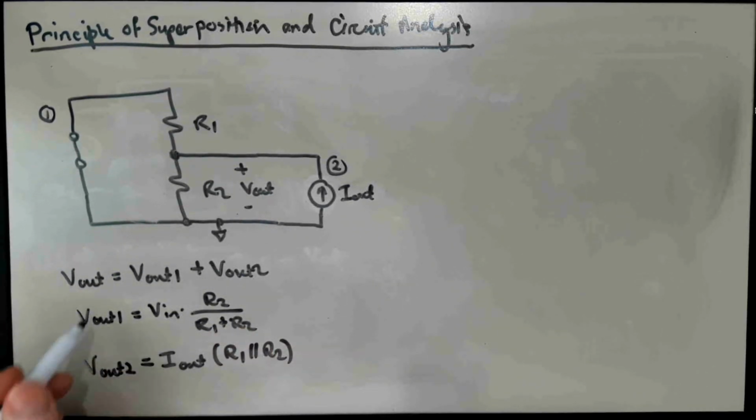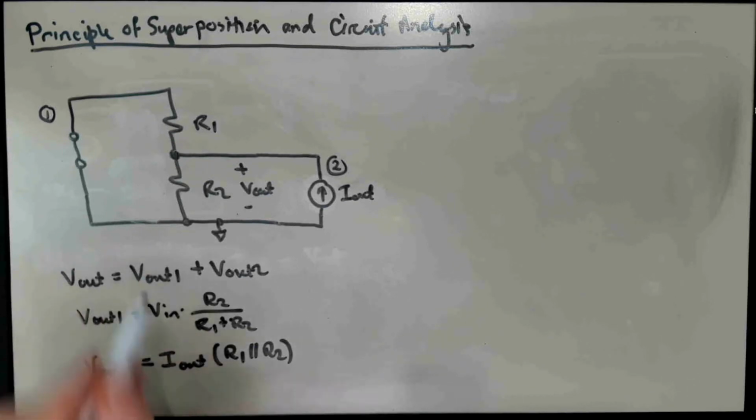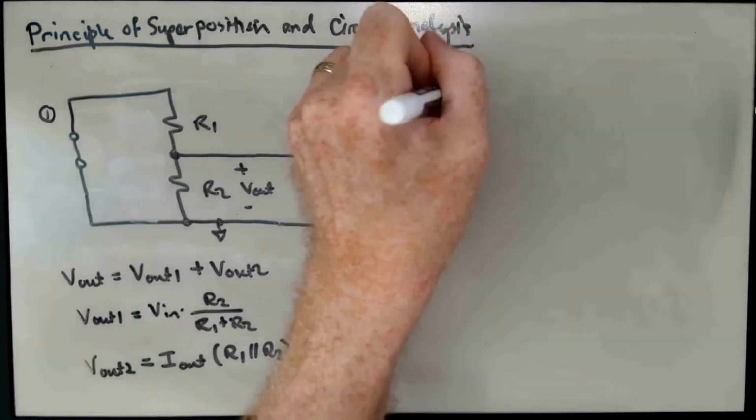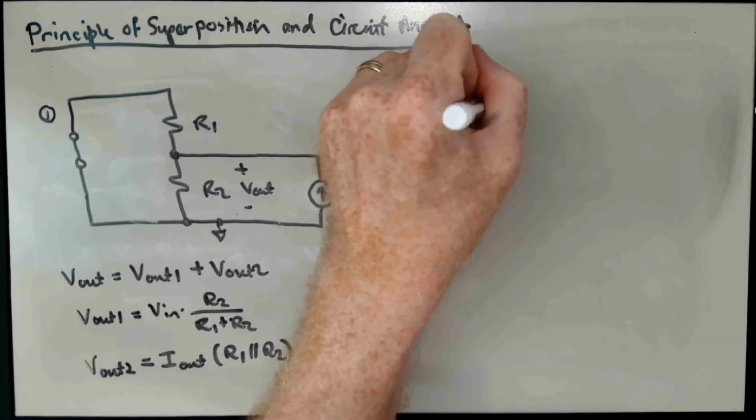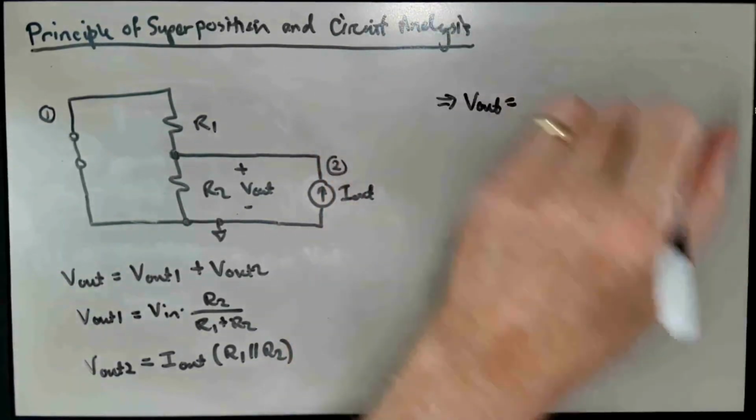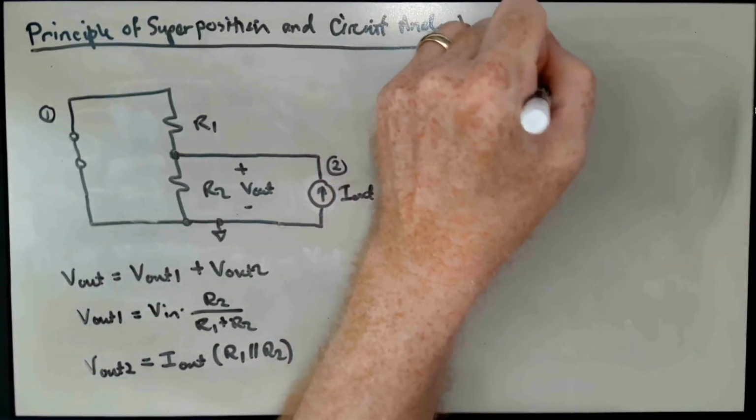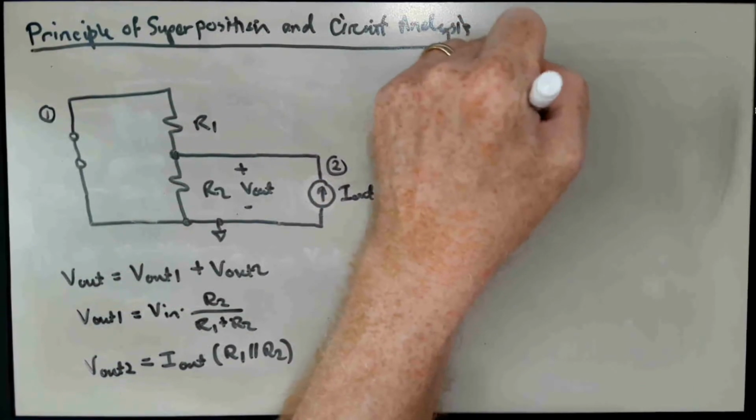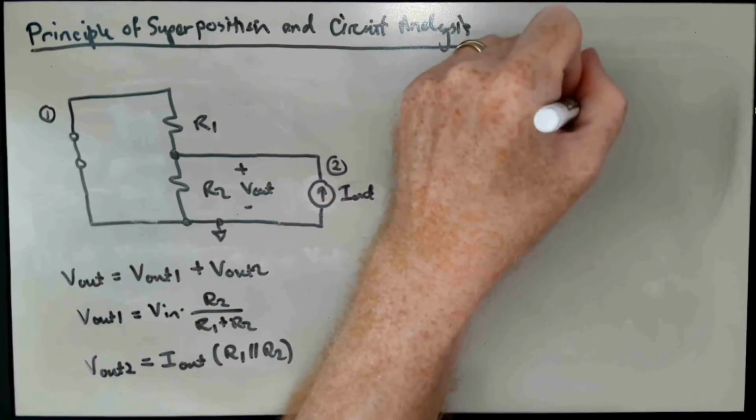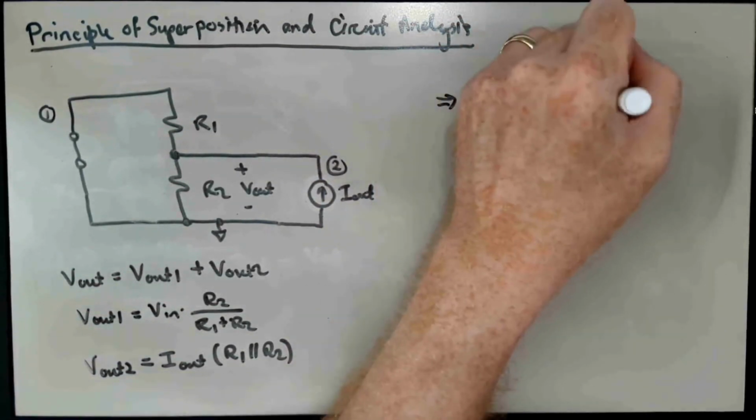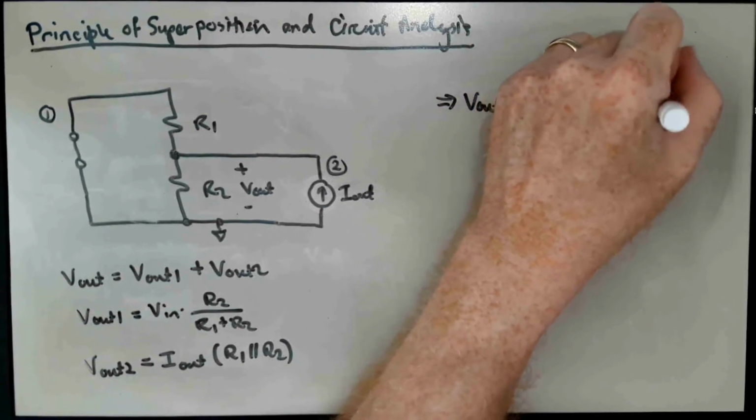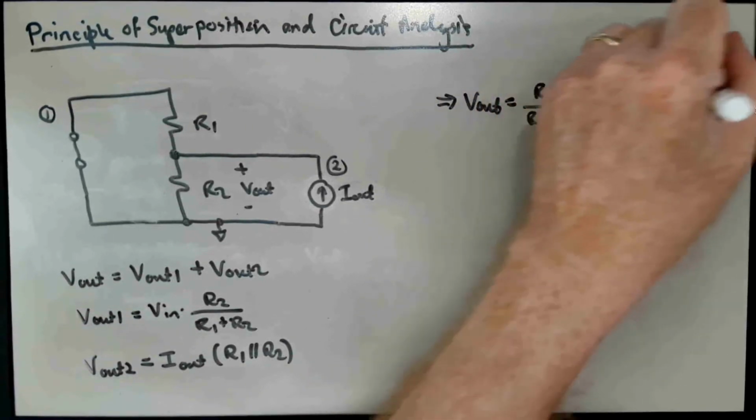And so we just substitute into this original superposition equation to find that V out is equal to R2 over R1 plus R2 times V in plus R1 parallel R2 times I out.